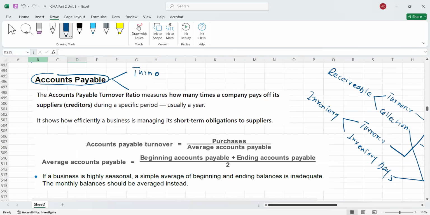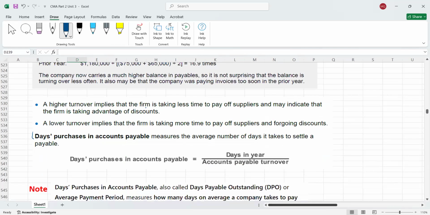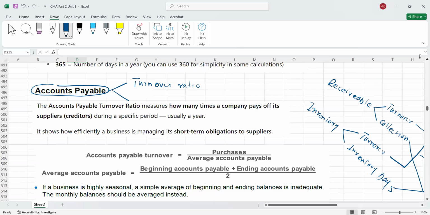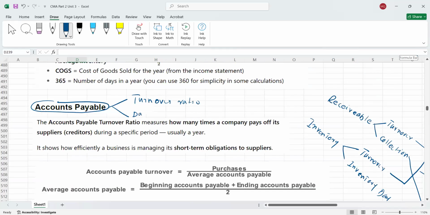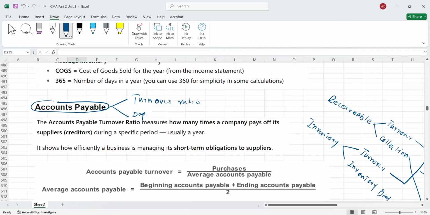We'll talk about turnover ratio, and we will also talk about that's called days purchases in accounts payable. This is one name, days purchases in accounts payable. Or it is also called payable days in short, or payment period, payable days or payment period. Okay, these two things.